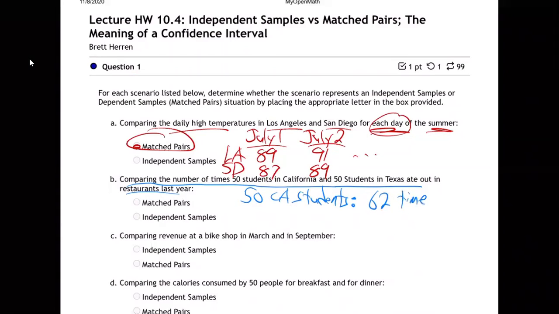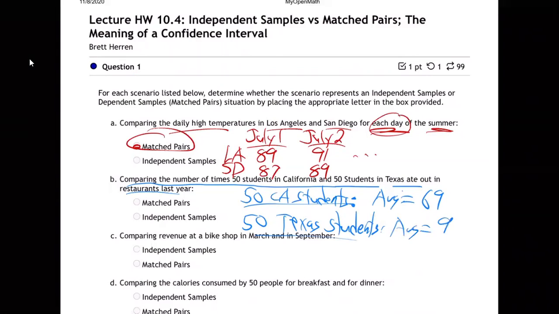Maybe they're going to find an average, right? They're going to ask all these 50 California students, and they're going to have some average for the California students, maybe 60 times, including Taco Bell and McDonald's and all the little places. And then they're going to ask 50 Texas students, how many times did you eat out last year? Maybe they ate out 94 times on average. I don't know. Is that matched pairs or independent samples?